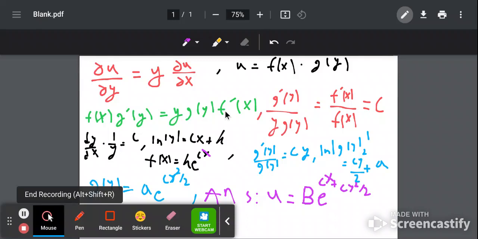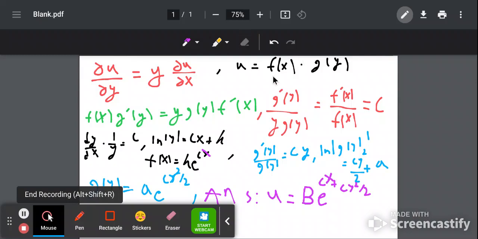Hi, I'm Kian, and in this video I'm going to show you how to solve this partial differential equation. You have the equation that the partial of u with respect to y is equal to y times the partial of u with respect to x. For these types, we call them separable partial differential equations, where we aim to make this hard-looking partial differential equation into an ordinary differential equation.